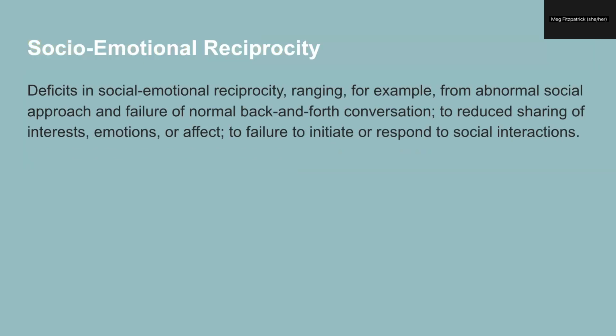The first is social emotional reciprocity. So, deficits in social emotional reciprocity, ranging, for example, from abnormal social approach and failure of normal back and forth conversation to reduced sharing of interests, emotions, or affect to failure to initiate or respond to social interactions.